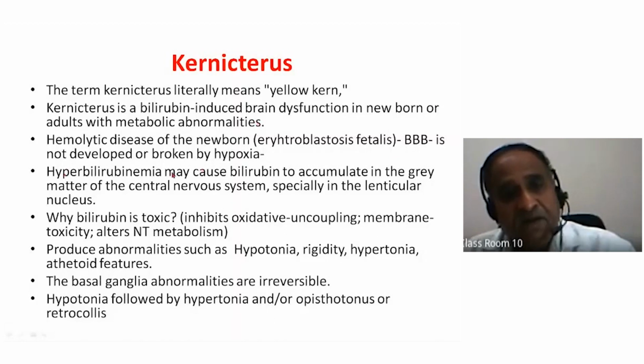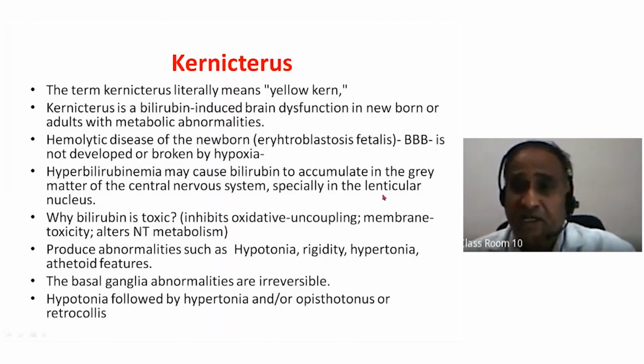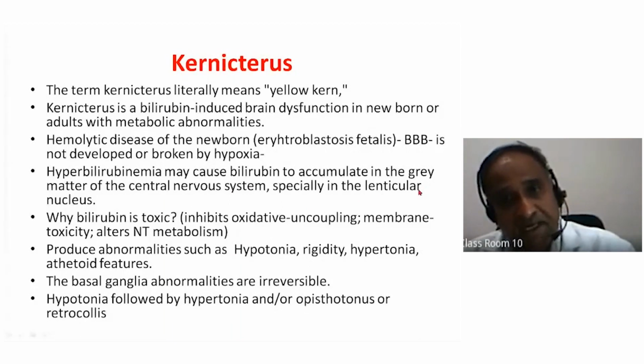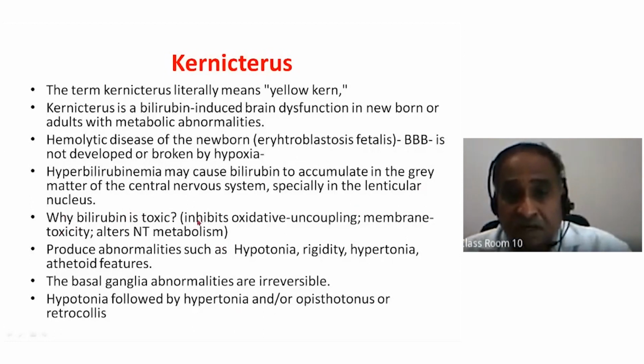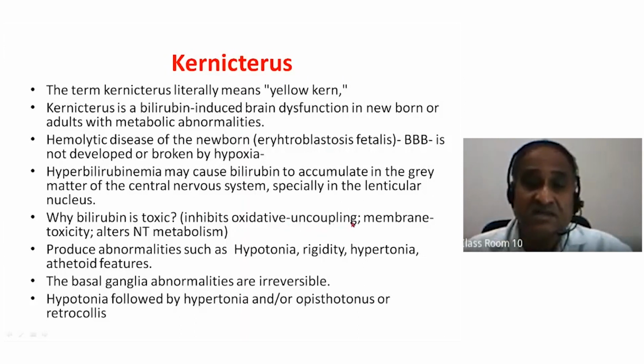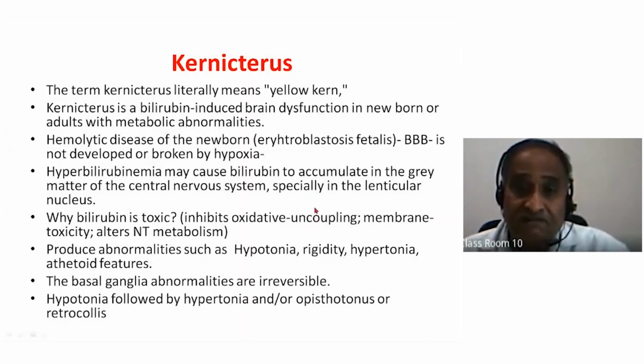Okay, hyperbilirubinemia may cause bilirubin to accumulate in the gray matter of the central nervous system, especially in the lenticular nucleus, that is the putamen and globus pallidus. Now, why does bilirubin become toxic? Because bilirubin inhibits the oxidative uncoupling within the neuron. That means it impairs the oxidative metabolism, or the mitochondrial metabolic activity.